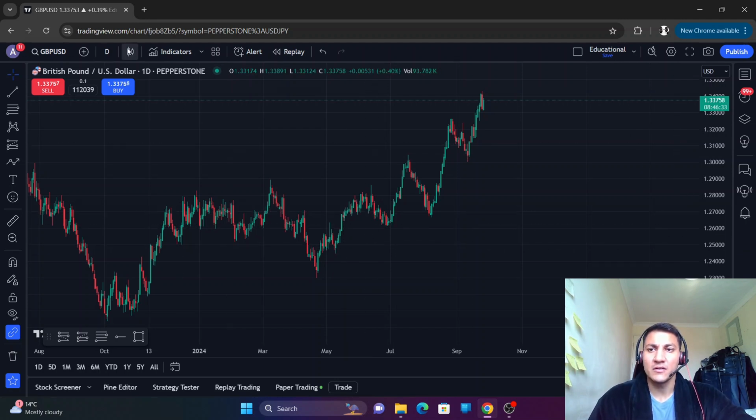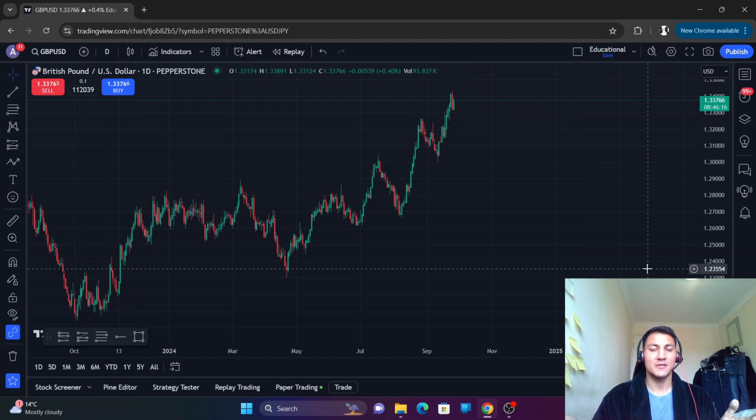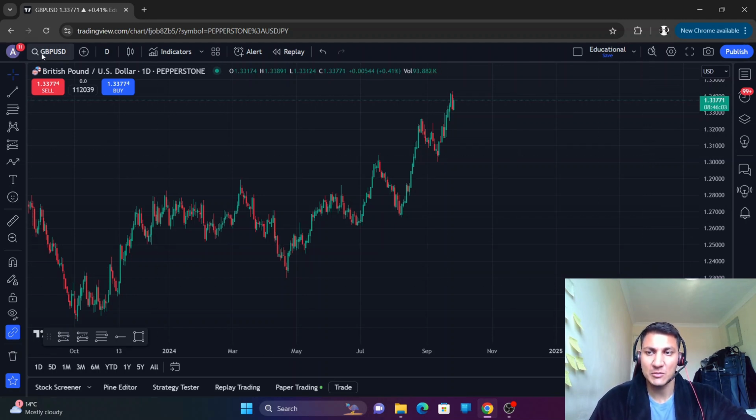So the first one's on the daily chart. Now I don't really have the patience for the daily chart. I like the 4 hour a lot more, but this is great if you've got a full-time job. You don't want to be at the charts much, and it's also really good for stocks, by the way. We'll get an example on later on, but I'm on GBP USD.